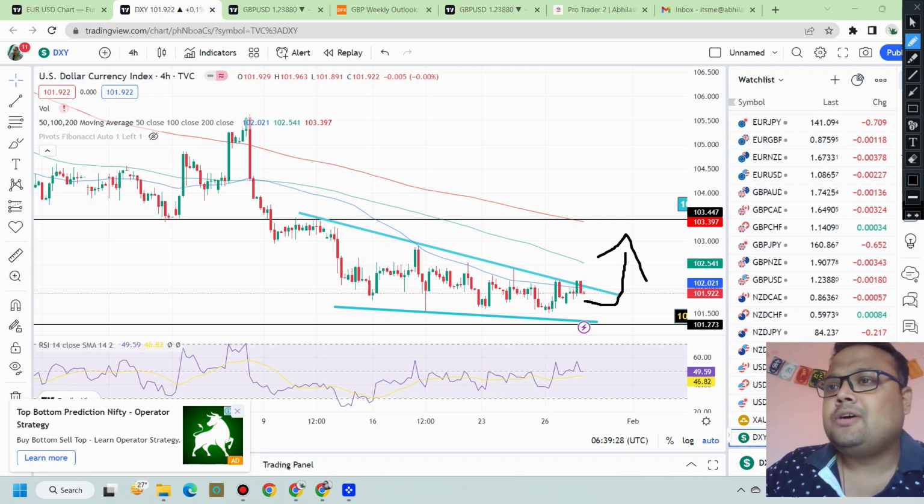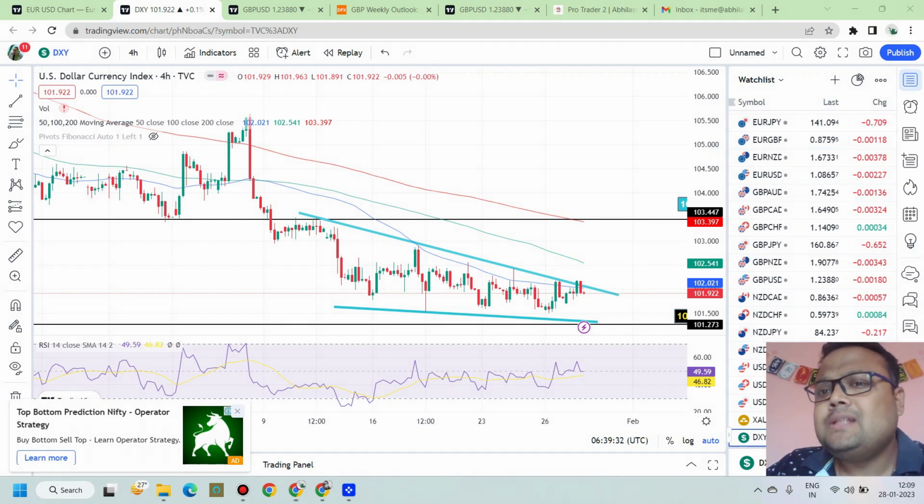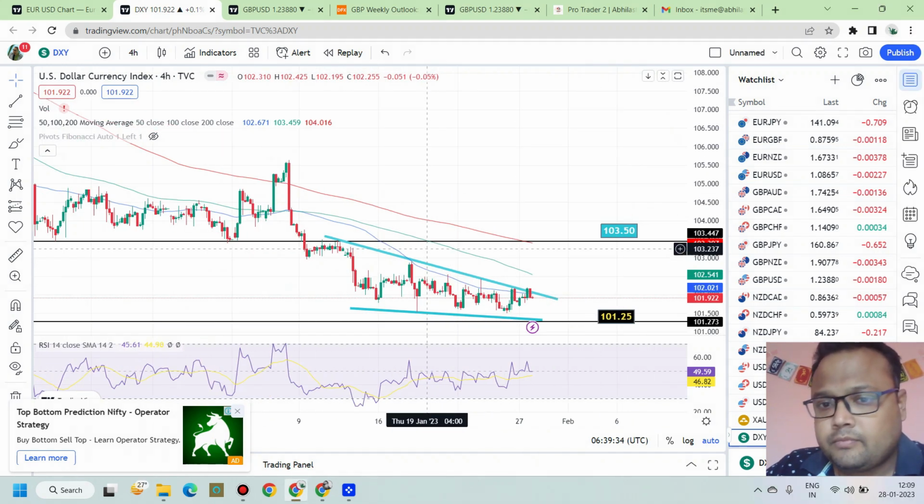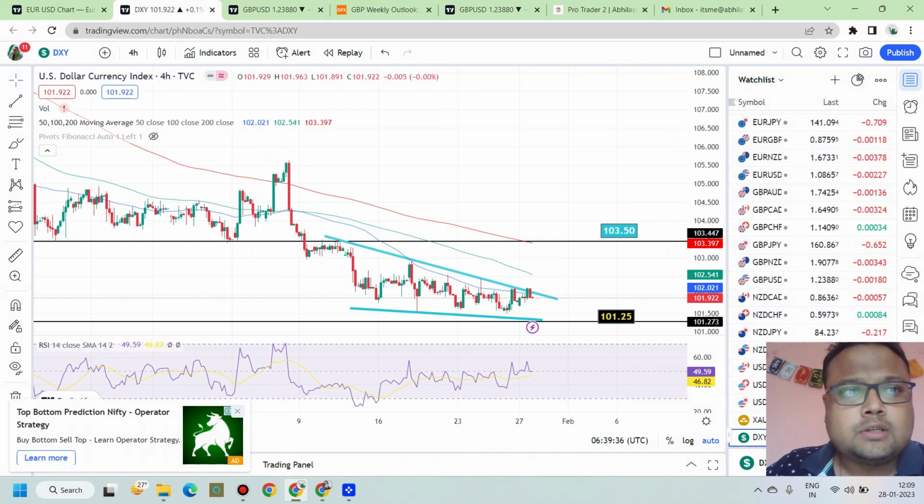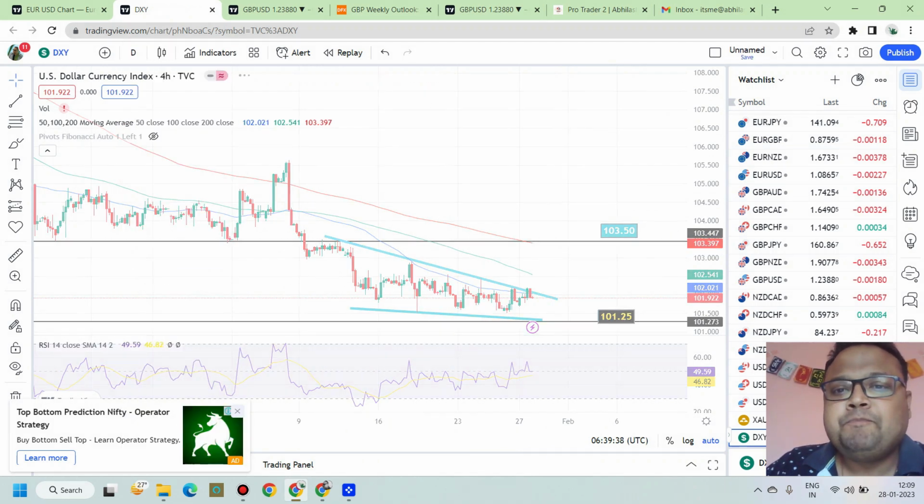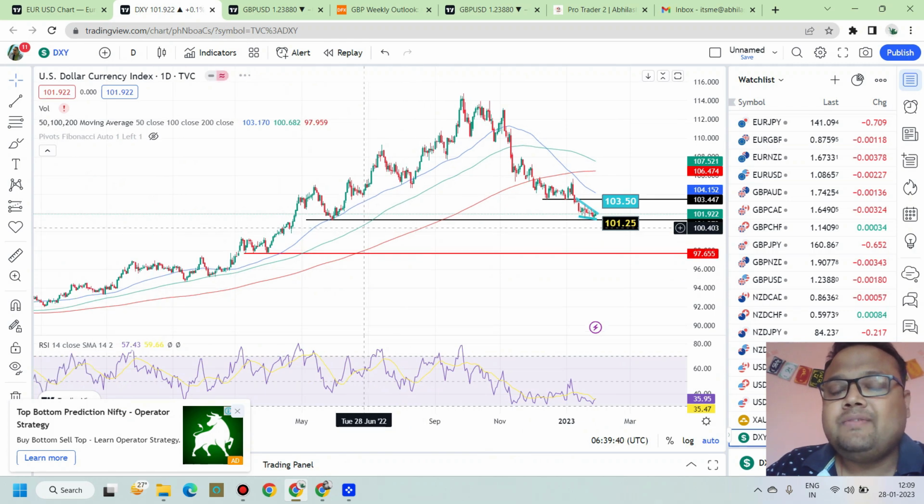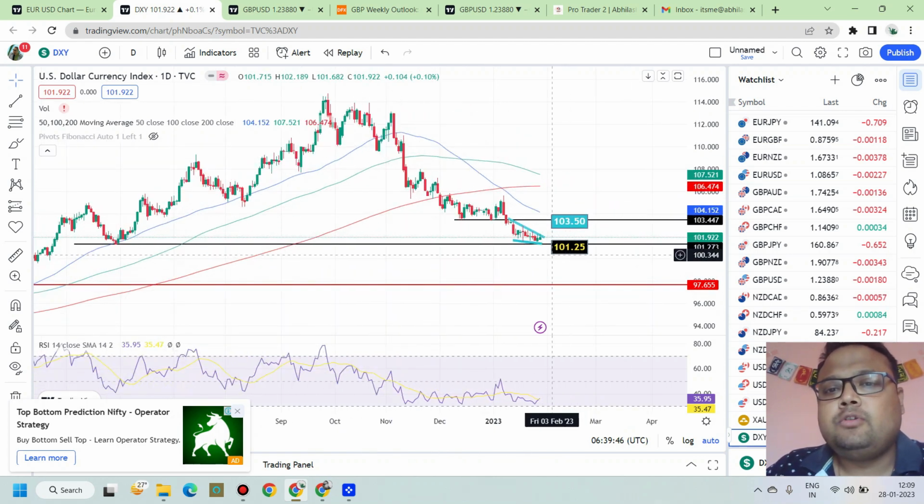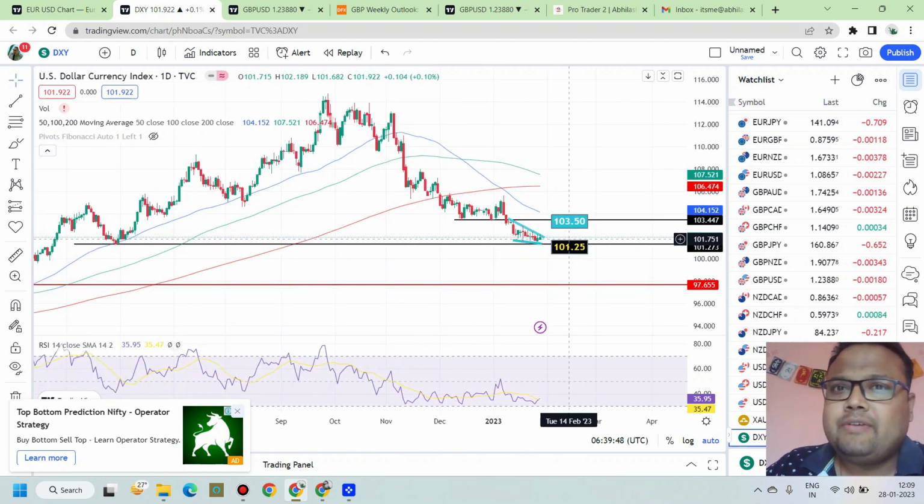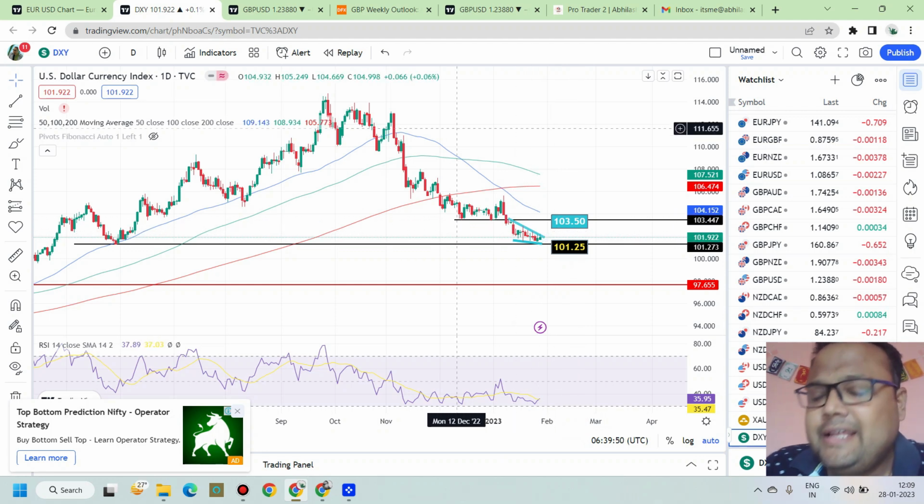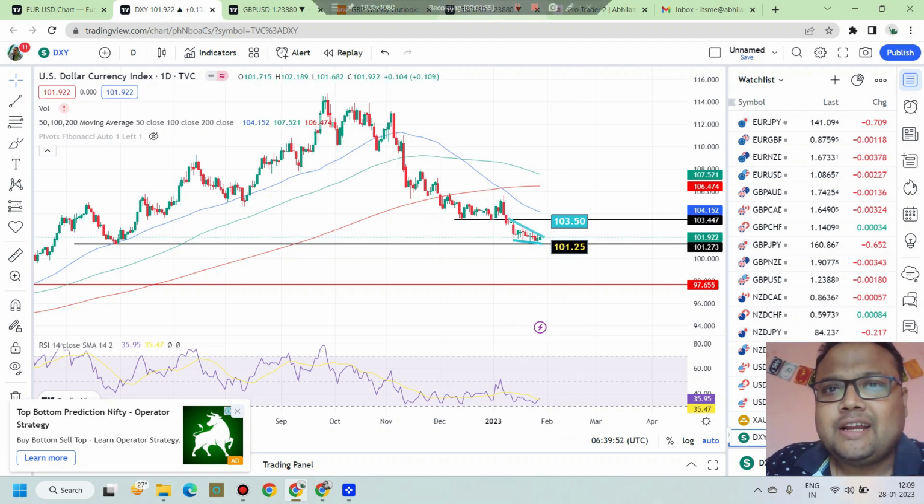My dear friends, as long as DXY is trading above 101.25, it will try to hold the support, because on the daily chart we can see that 101.25 is the last support. If DXY fails to hold the support and falls below 101.25, then yes, things will be very, very critical. But right now, DXY is giving its best fight.